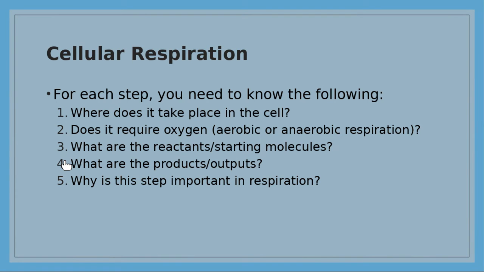Because when we get pyruvate, we convert it to lactic acid and then that builds up because it doesn't have anywhere else to go. We need to know what the reactants are, what we're starting with in each step. We need to know what we're ending with in each step. And then, why is this step important? So we're just going to go through each of the steps of cellular respiration, and you are going to tell me what happens at each step.